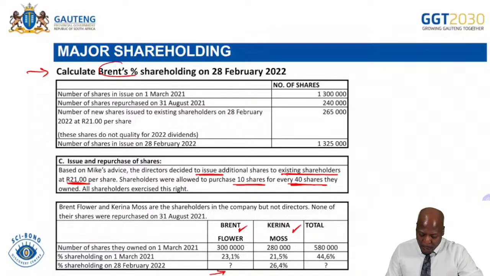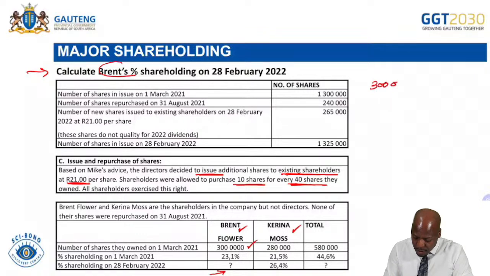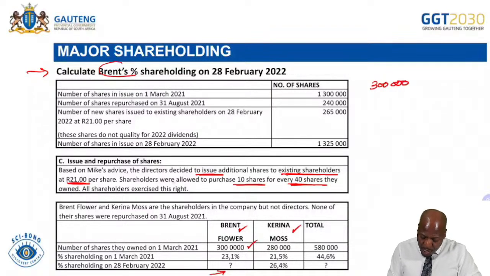If they are going to buy shares, you understand that at the beginning, he had 300,000 shares. That is what he had at the beginning. And we are told that they are going to issue shares, but the shareholders will be allowed to purchase 10 shares for every 40 that they own.